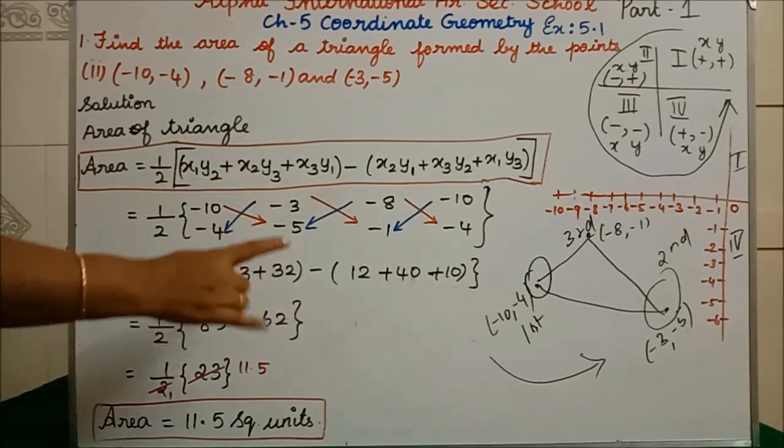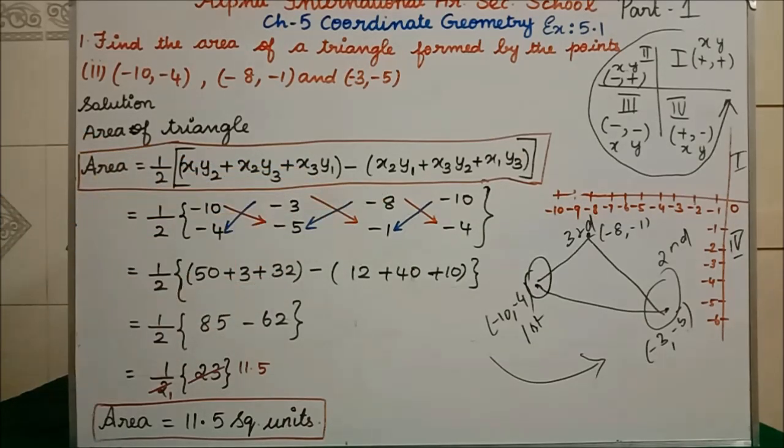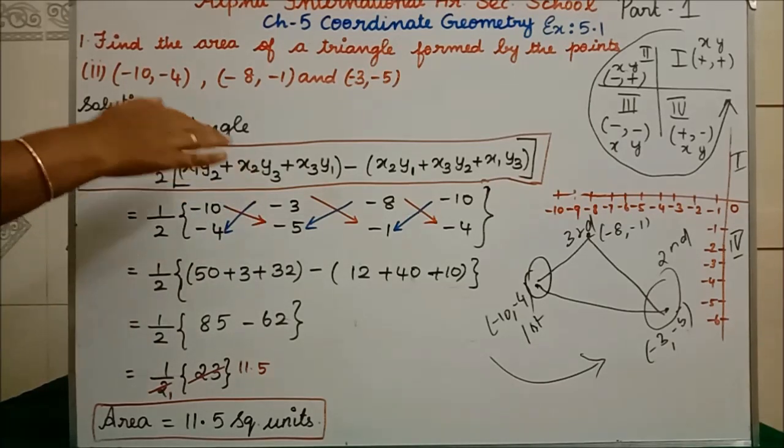Red arrow mark alone you see. Minus into minus plus 3. Minus into minus plus 32. Now in between you put minus, because red arrow mark has finished.